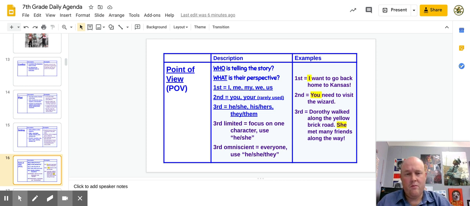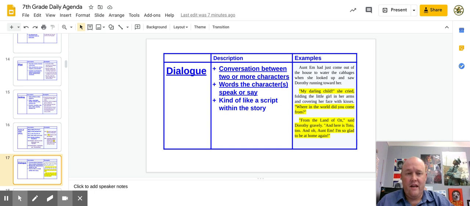Third person is more common, and this is where the narrator is not a part of the story, they're just telling the story. Like Dorothy walked along the yellow brick road. She met many friends along the way. And then there are a couple of different kinds of third person narrators, but we won't go into that too deeply yet, okay?